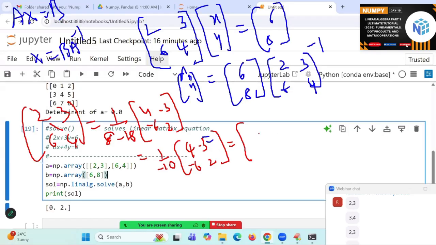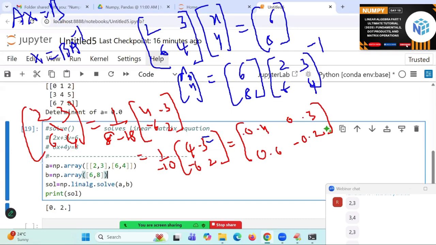What is minus 4 by 10? 4 by 10 is 0.4. Minus 3 by minus 10, that is 3 by 10. How much? 0.3. Are you okay? Next, minus 6 by 10, that is 0.6. Next is 2 by 10, minus 0.2. This is an answer.